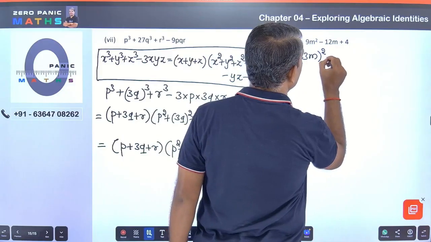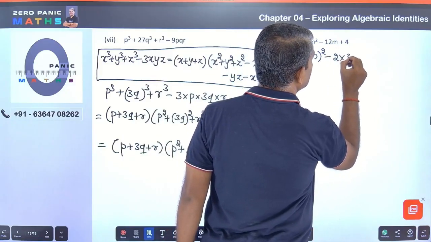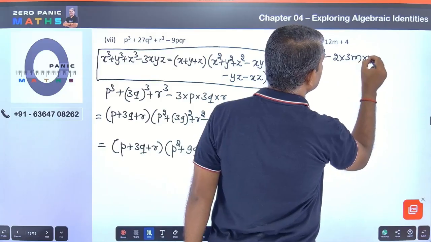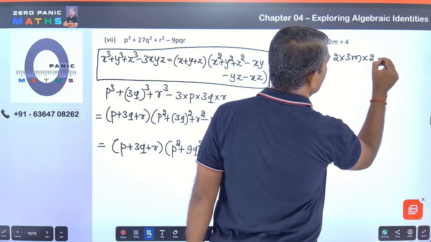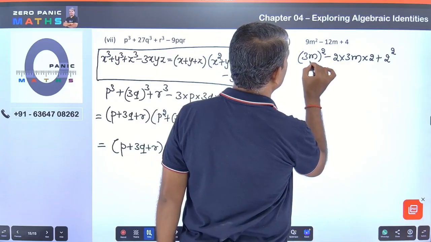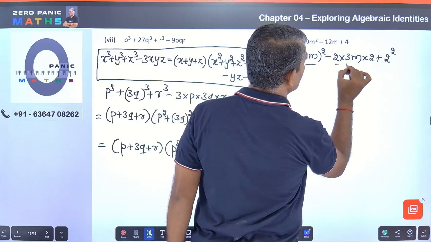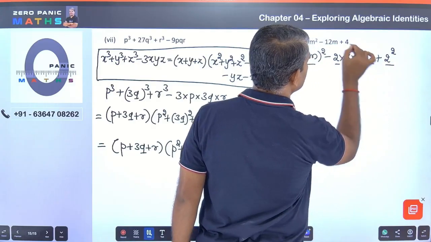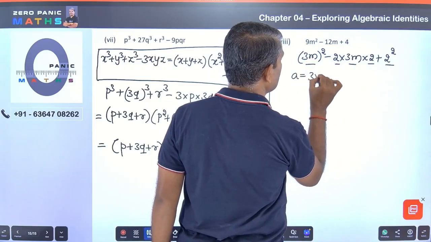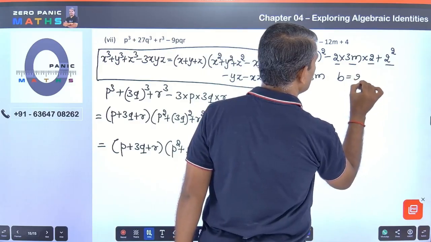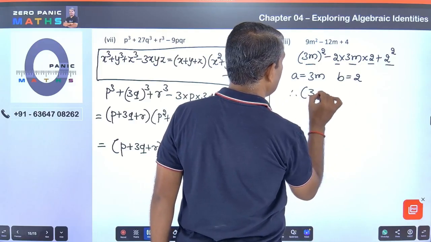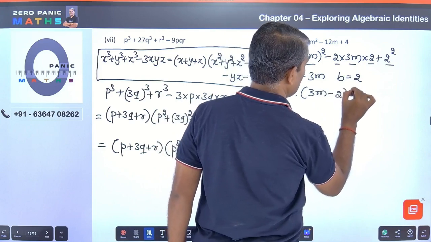3m is a for me, so I will write it as 2 into 3m. So 2 3s are 6m is already there. So what I want is 6 2s are 12. So 2 is b for me. So I will write it as 2 square. Now see, it's very easy that I've written it as a square minus 2ab plus b square. See, it is 4 square now. Done. So what is a here? A is 3m, and what is b? B is 2, and this expanded version is of a minus b whole square. Therefore it is 3m minus 2 whole square.